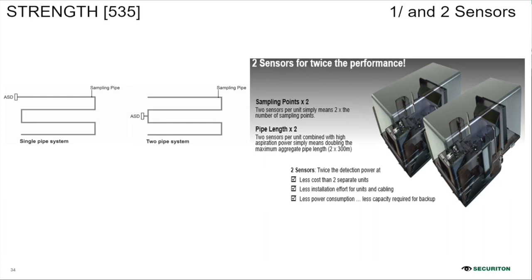Okay, one or two sensors, two kinds of installations are possible with our SecuriTron aspirating smoke detector. One channel will go up to 300 meters. If you're using two channels, then it will go to 600 meters.